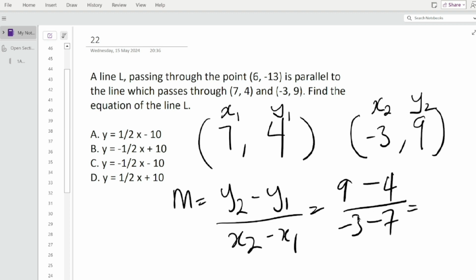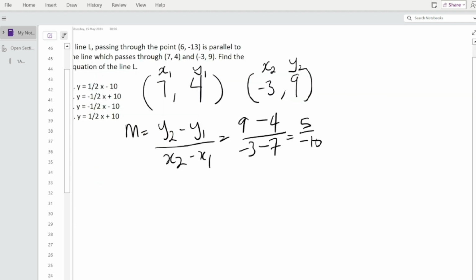We have 9 minus 4, which gives us 5, and -3 minus 7, you're owing 3 and you're owing 7, which gives us -10. We can cut this down to the lowest term: 5 into 5 is 1, 5 into 10 is 2. So our gradient is -1 over 2, which is minus half.